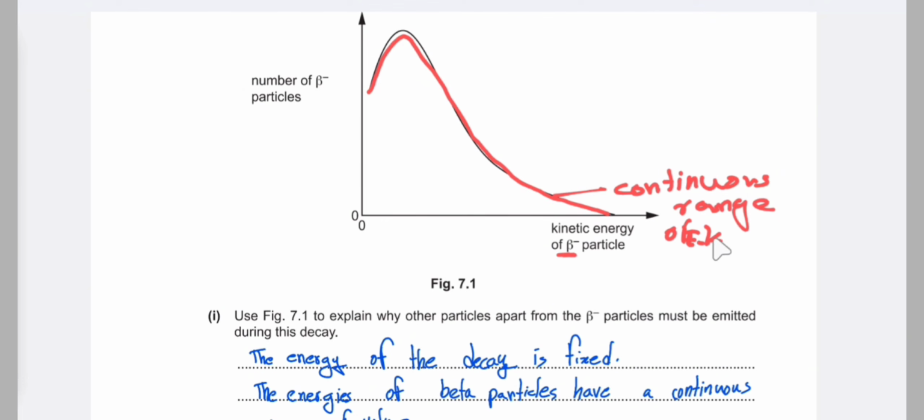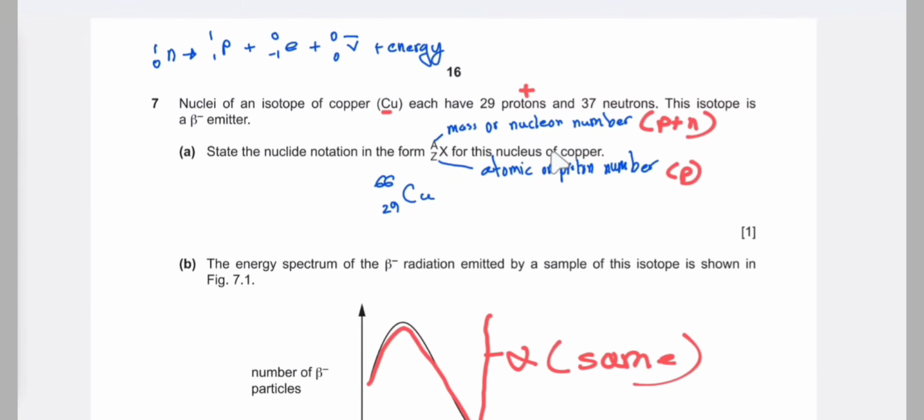So the beta minus particle has a continuous range of kinetic energy, while an alpha particle has a discrete amount, the same amount of kinetic energy, so it would be a straight line. For beta particles, they have a continuous range of energy. Why do they have a continuous range of energy? Because if we see the equation, for beta minus decay, a neutron changes to a proton, an electron or beta minus particle, an antineutrino and energy.